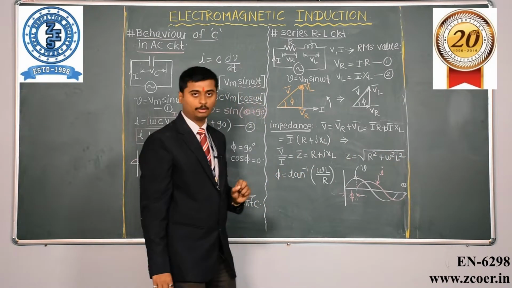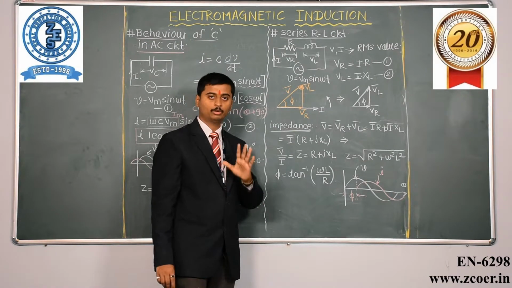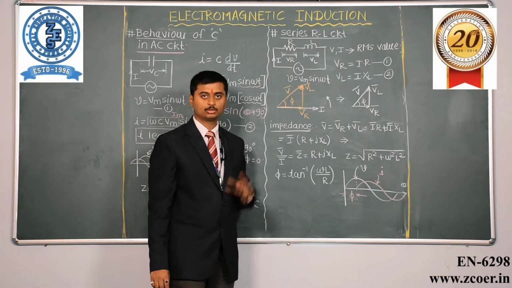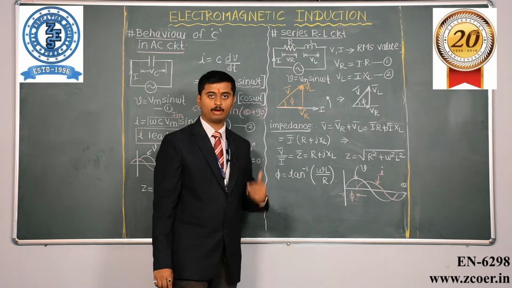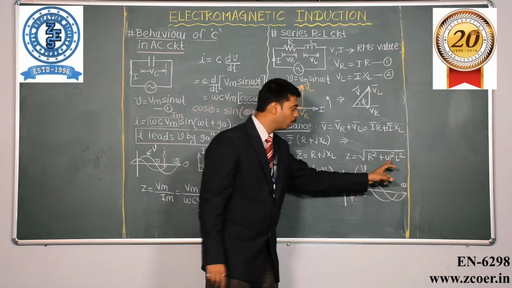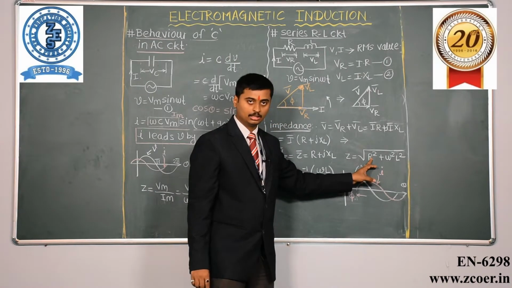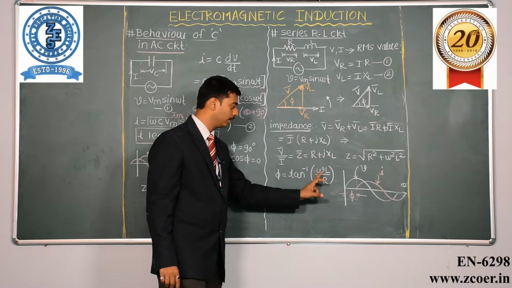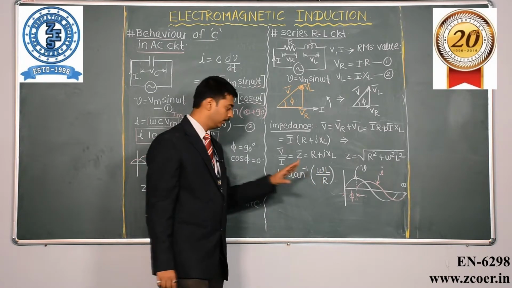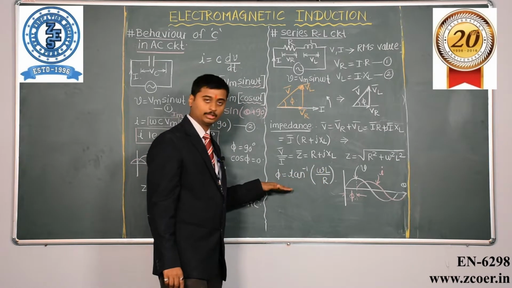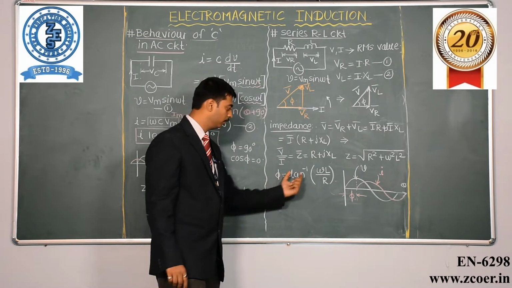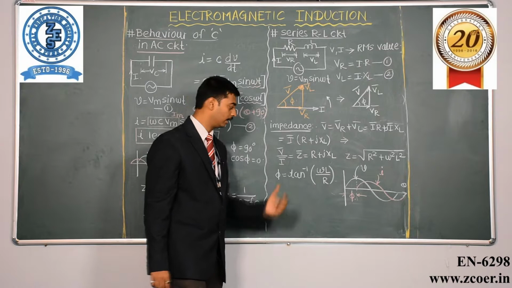Now if I want to calculate the value of phi, we know the formula tan theta equals y by x. So theta equals tan inverse of y by x. Here y is omega L and x is R. So we can easily calculate the value of phi as tan inverse of omega L upon R. In the exam, if we are asked to calculate the value of phi, then the formula is phi equals tan inverse of omega L by R.